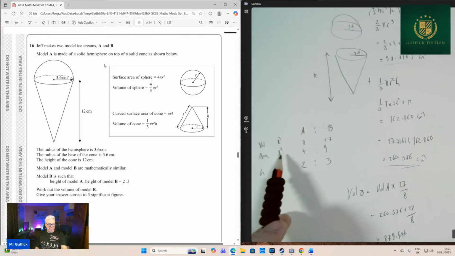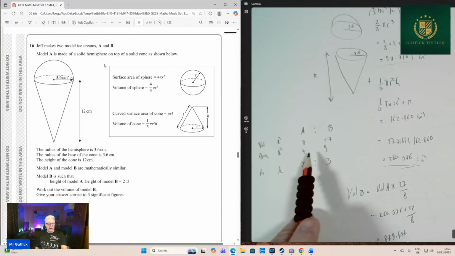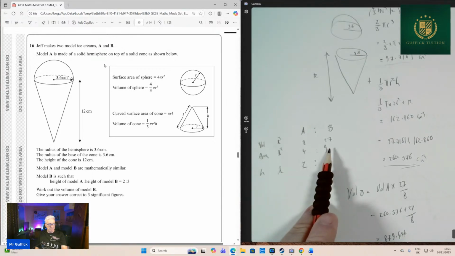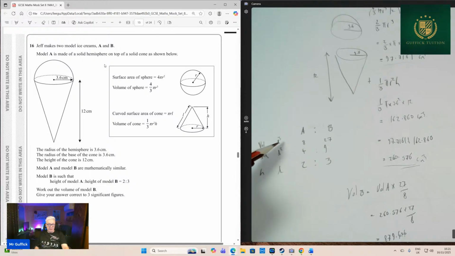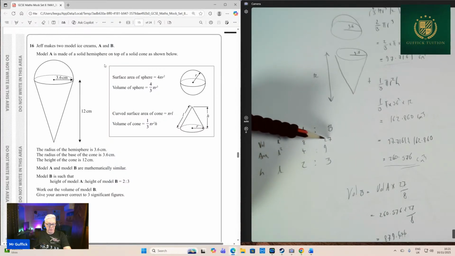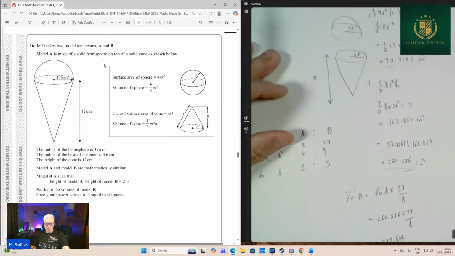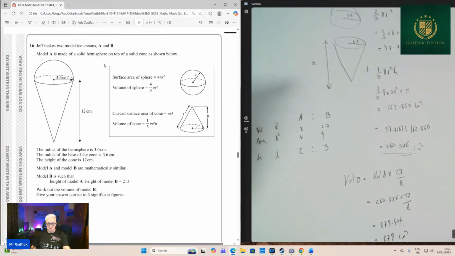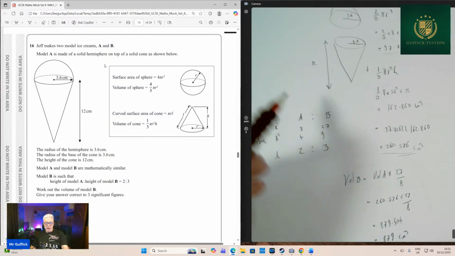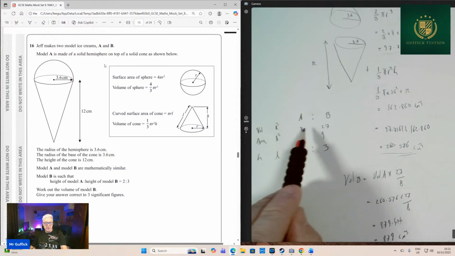So the areas are the linear scale factor squared. So the areas are in the ratio 4 to 9. And the volume is the linear scale factor cubed. So the volume is in a ratio of 8 to 27, because it's 2/3 cubed, and 2 cubed is 8 and 3 cubed is 27. Okay. Now what that means is if I want to go from the smaller shape to the bigger shape, if I want to go from A to B, I need to times by 27/8.